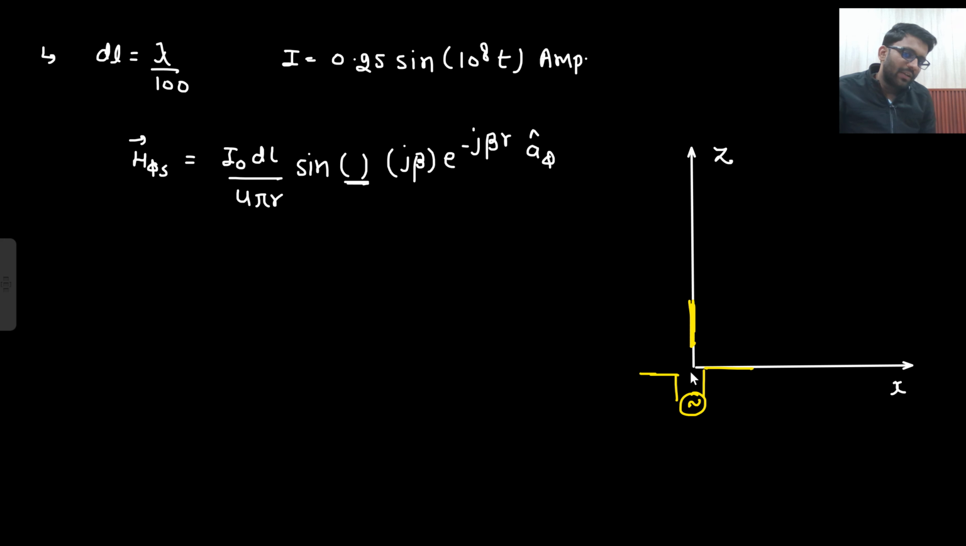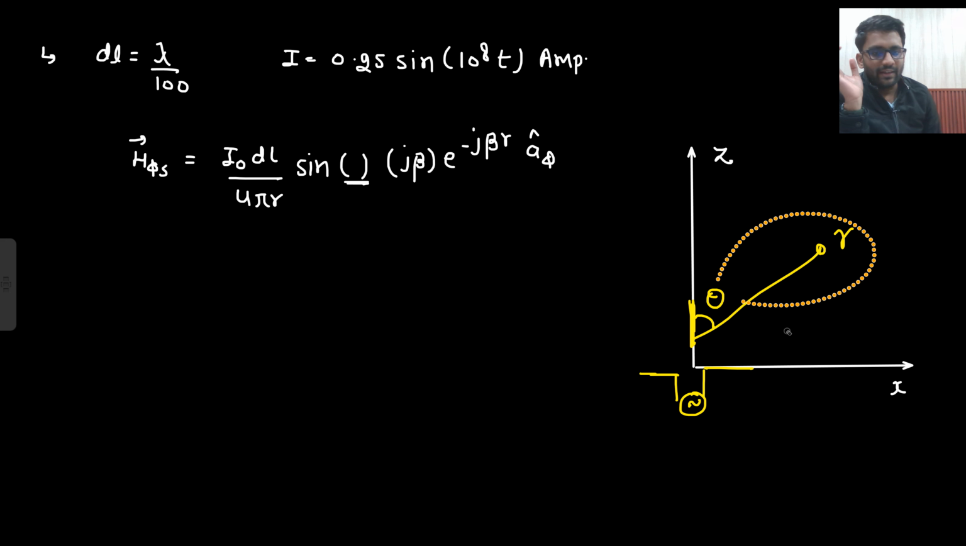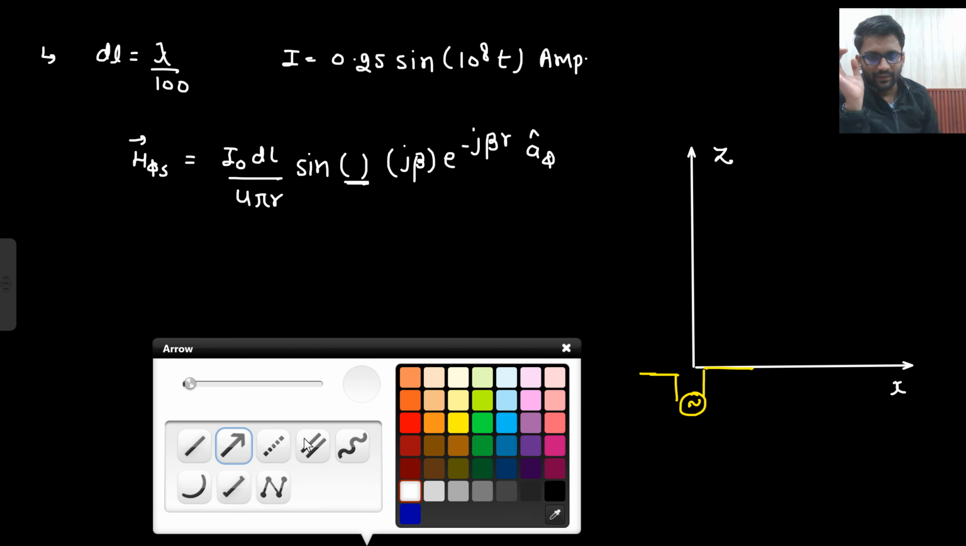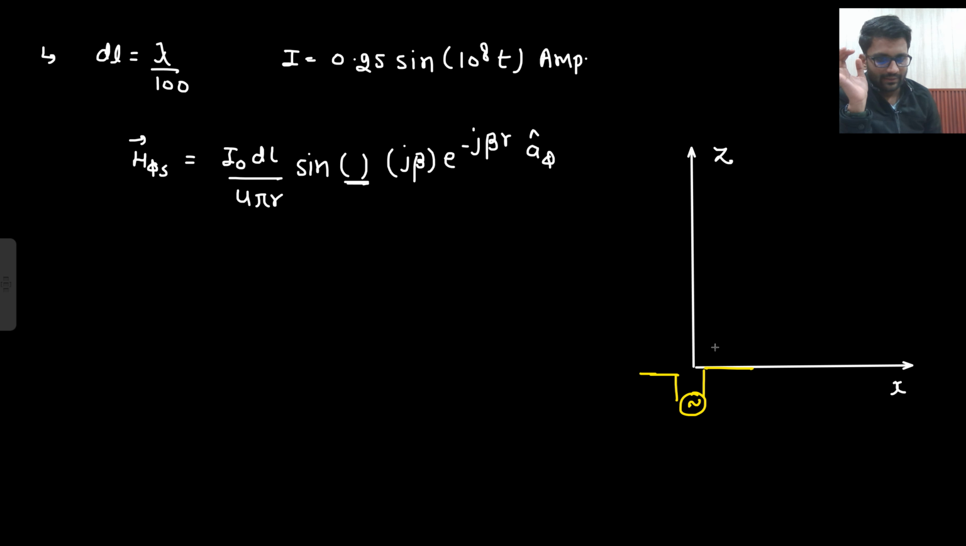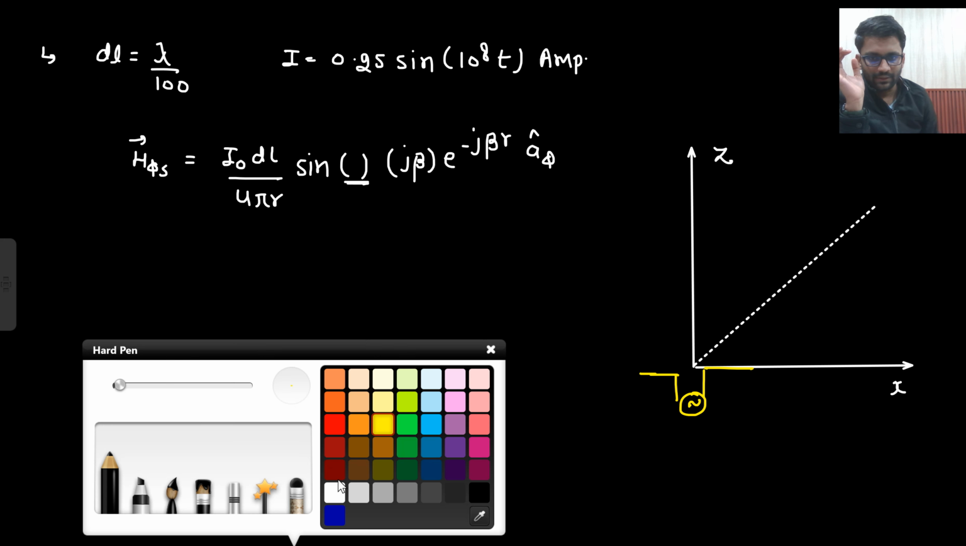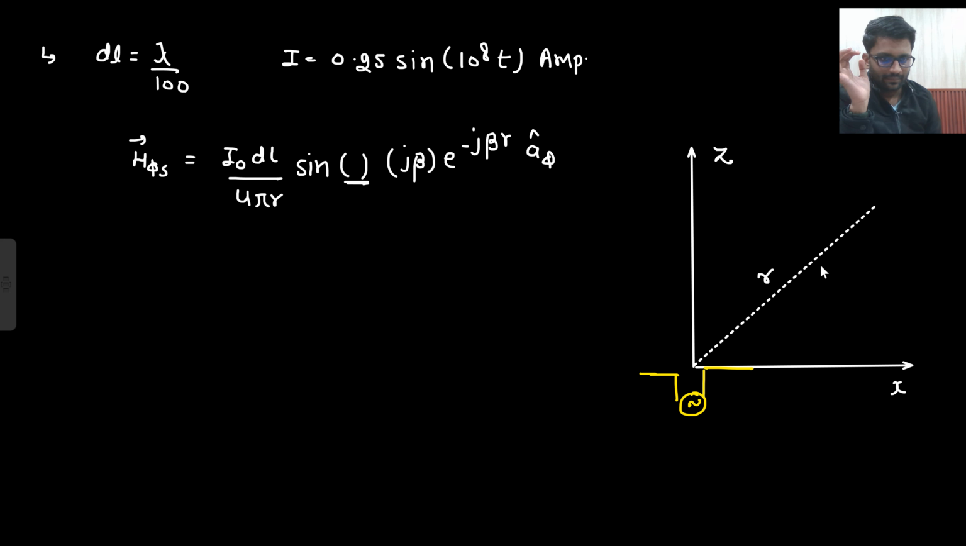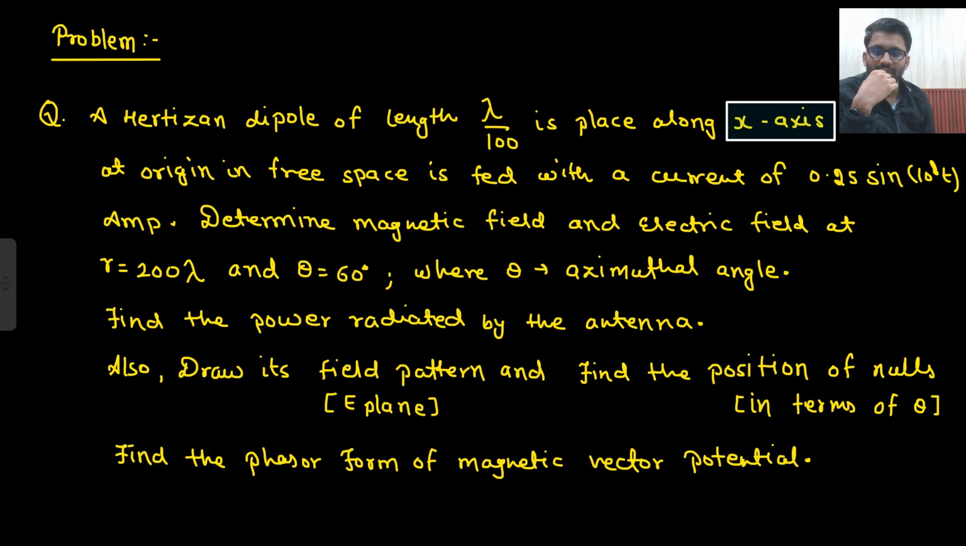Previously my antenna was placed on the z axis, and at some point r I used to find my magnetic field or electric field. Then what did I say? The angle theta is the angle between the arm of antenna and a_r cap. Now at some distance r there is a point P, and at point P I need to find all these parameters. This distance r is 200 lambda.